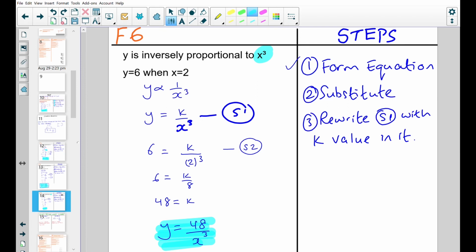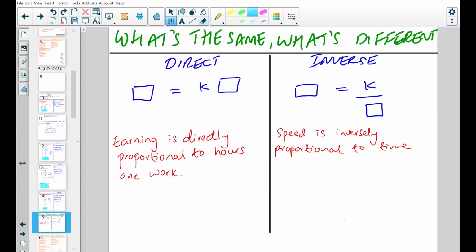This is all the fluency covered now. F1 to F3 are direct proportion, and F4, F5, F6 are inverse proportion. Very, very simple and straightforward. Now, just before we finish this video, here's the final thing we're going to look at. What's the same and what's different between F1, F2, F3, F4, F5, and F6?